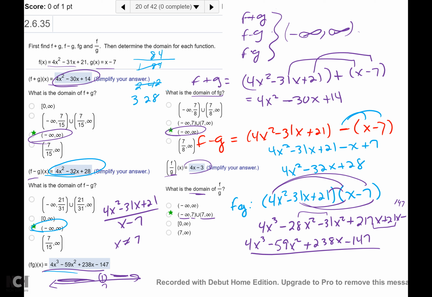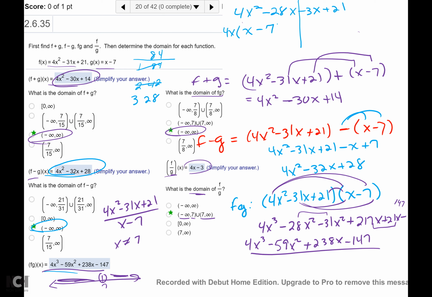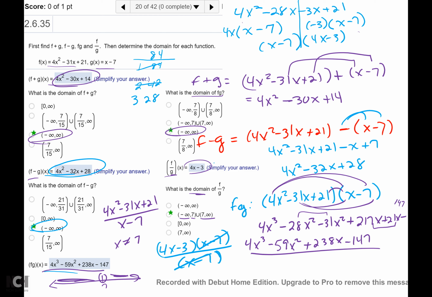3 and 28. So if I rewrite, I'm going to have 4x squared minus 28x minus 3x plus 21. Two by two. I can factor out a 4x, would leave x minus 7. I can factor out a negative 3, leaves x minus 7. I can factor out an x minus 7, that leaves 4x minus 3. So the top of this factors into 4x minus 3 times x minus 7 over x minus 7. And those cancel, so what I end up with is 4x minus 3. And that's my domain. Even though it canceled, it's still going to cause a break in my graph.